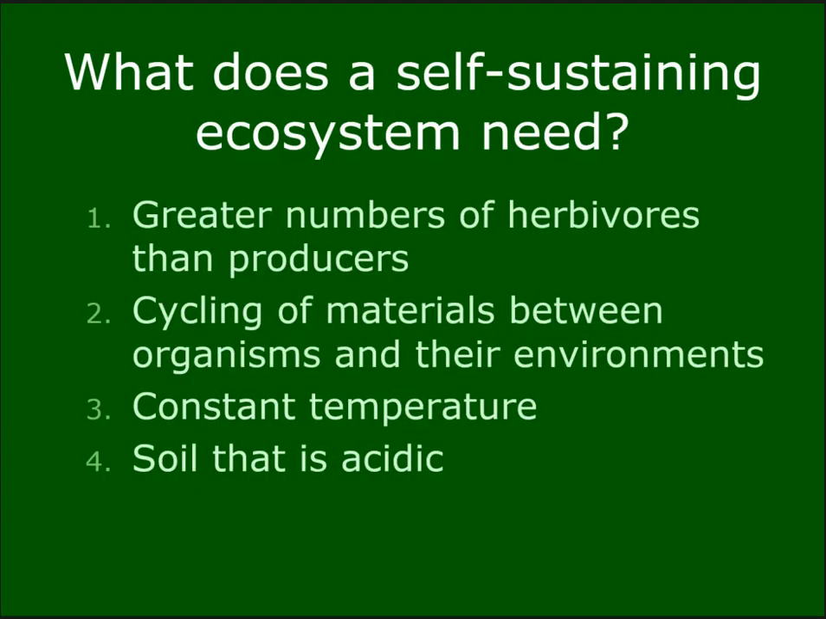Okay. So what does a self-sustaining ecosystem actually need? Does it need a greater number of herbivores than producers, cycling of materials between organisms and their environments, constant temperature, or soil that is acidic? Okay, so we see that constant temperature thing again. No, you do not need a constant temperature here. And also, some ecosystems do need soil that's acidic for the plants that live there. If the soil is not acidic, something else lives there. But that's not something that an ecosystem needs, right?